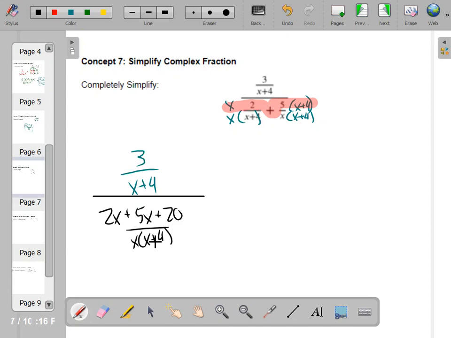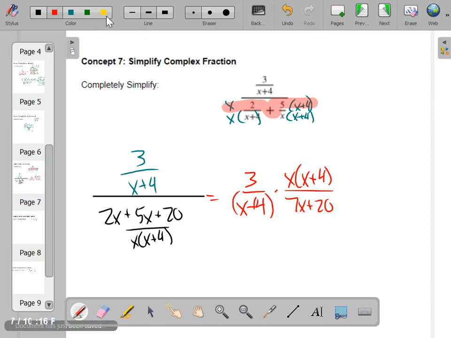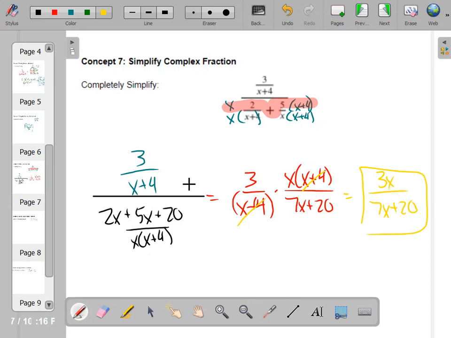Once you have a single fraction over a single fraction, you can copy, change, flip. 3 over x plus 4 times the reciprocal, now this is in the top, and that is in the bottom. That's 7x plus 20. Now you see if anything cancels, and it looks like x plus 4 is going to cancel. So you're left with 3x over 7x plus 20, and now that is simplified. You got to condense the top and the bottom to a single fraction, then you copy, change, flip, and if something goes away, great.